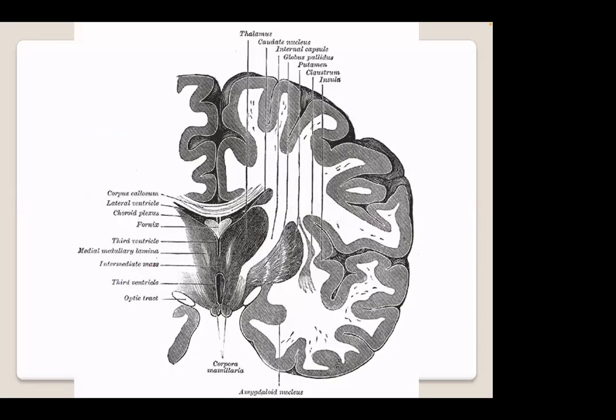This coronal section also shows the ventricles. This is the corpus callosum and the lateral ventricle, and between them the fornix and the third ventricle. And laterally we have the corpus callosum.